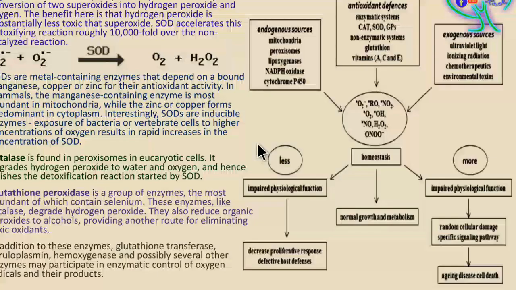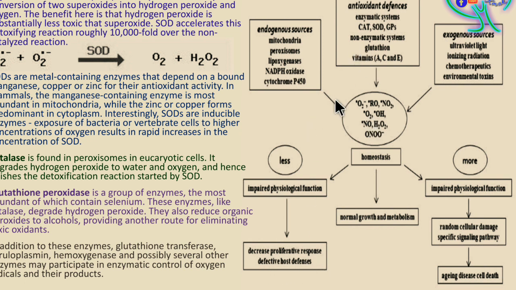Actually in this flowchart, there are the free radicals and the arrow marks have been placed respectively, like the straight one, diagonal and diagonal. Here if the antioxidants act on these free radicals, the homeostasis is going to be normal, growth and metabolism will be normal. So if there are exogenous sources here, they are going to generate free radicals and the effect will be less, but impaired physiological functions will take place, and decreased proliferation response and defective host defenses will be seen.